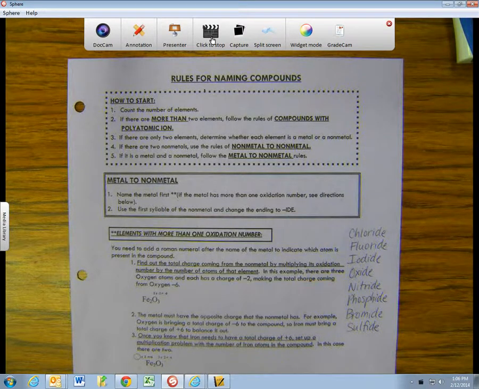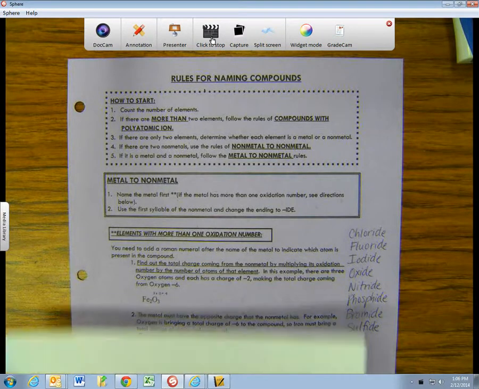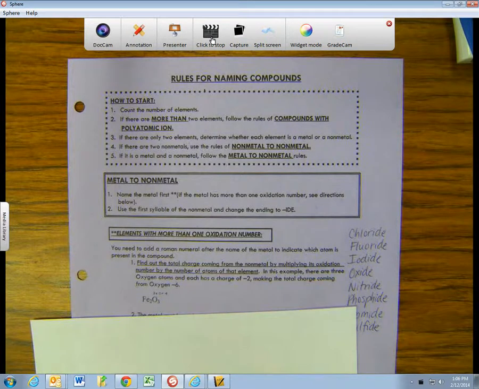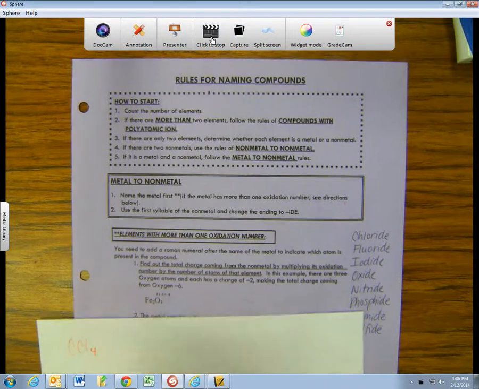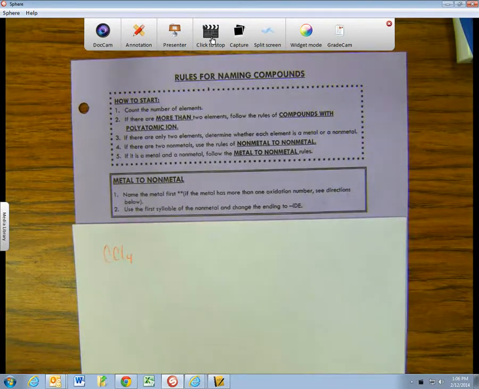In this video, I'm going to be talking about how to name compounds that are covalent compounds, which means non-metal here. And so we're going to go through a couple of examples. So the first one, CCl4. Okay? We're going to start with our rules here.